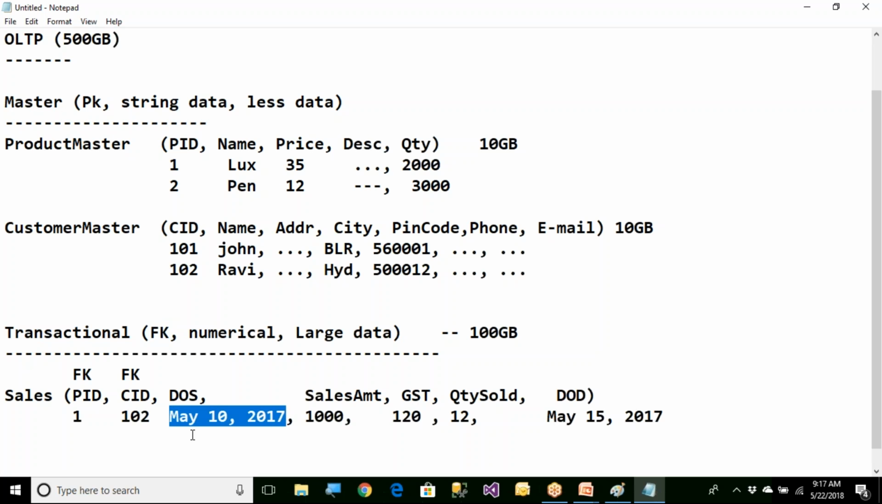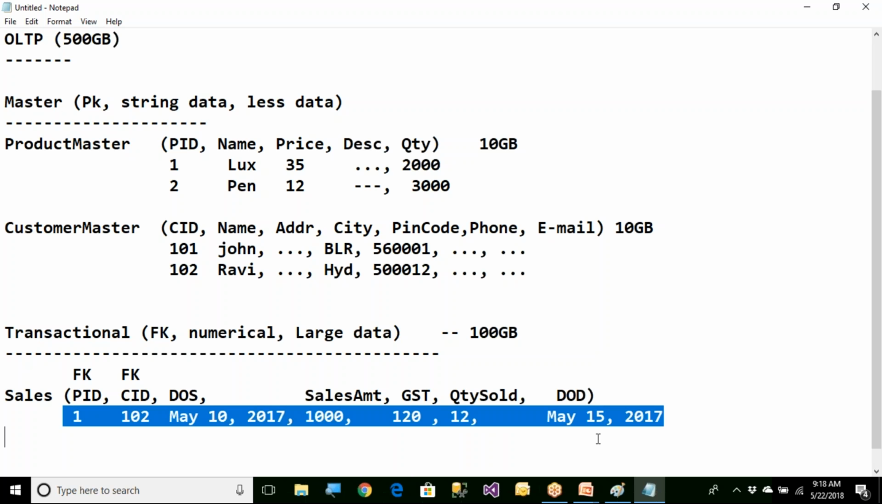So day level data, you may have a lot of entries on a given date. We have to accumulate all these numbers. You combine them and say that on May 10th this is the sales, on May 11th this is the sales, on May 12th this is the sales, and on May 10th alone you may have 1 million rows. So you take all the data for May 10th or May 11th, and you will be able to get the day level data.